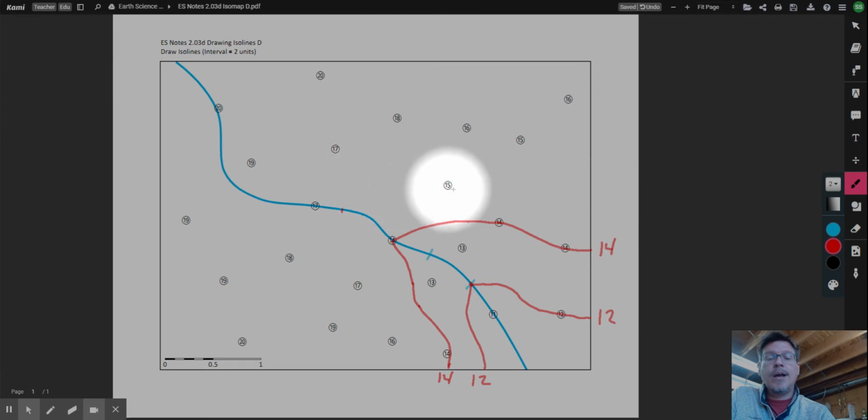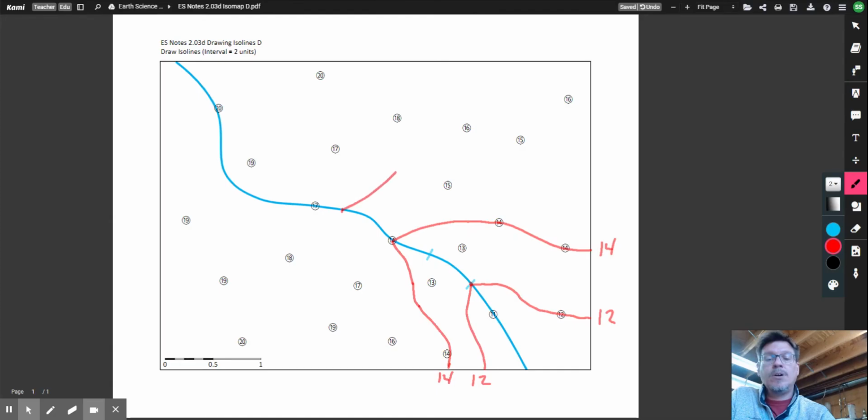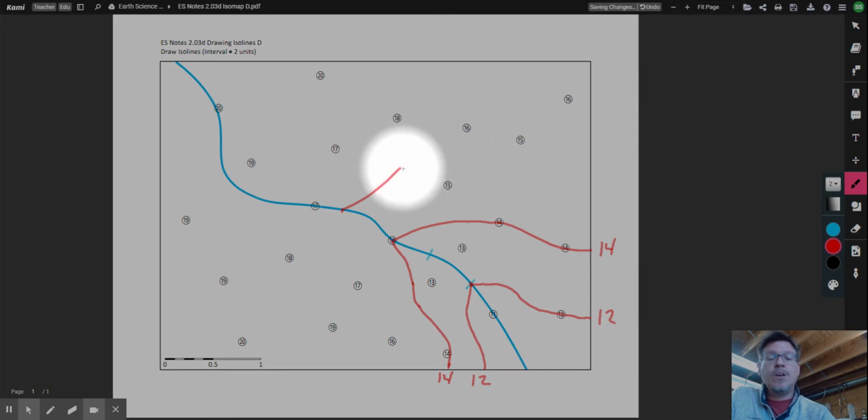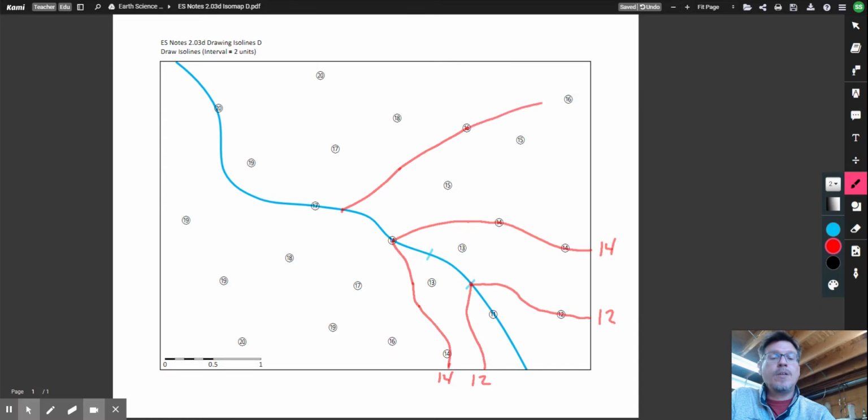So let's see where I got. I've got a 15 and a 17. There's going to be a 16 right in the middle. So I'm going to go up like this. There's a 16 right here, so I'm going to connect that. And there's another 16 over here, so I'm going to connect that and just go off the margin.